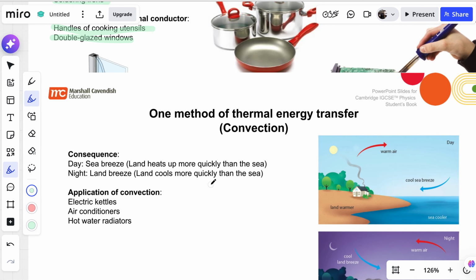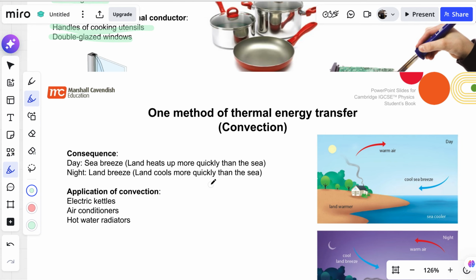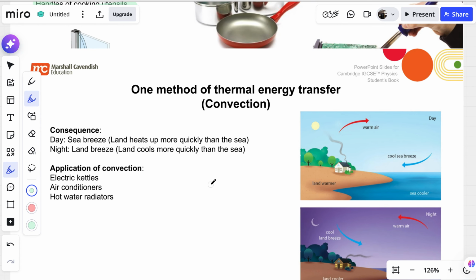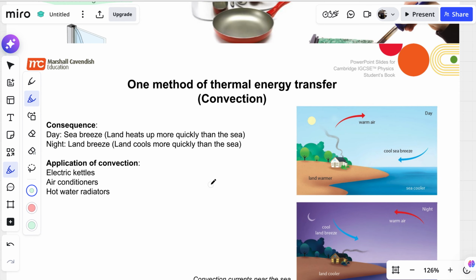Okay, now we move to one method of thermal energy transfer, convection. Convection is used for land and sea breezes. We can use this one to explain that.